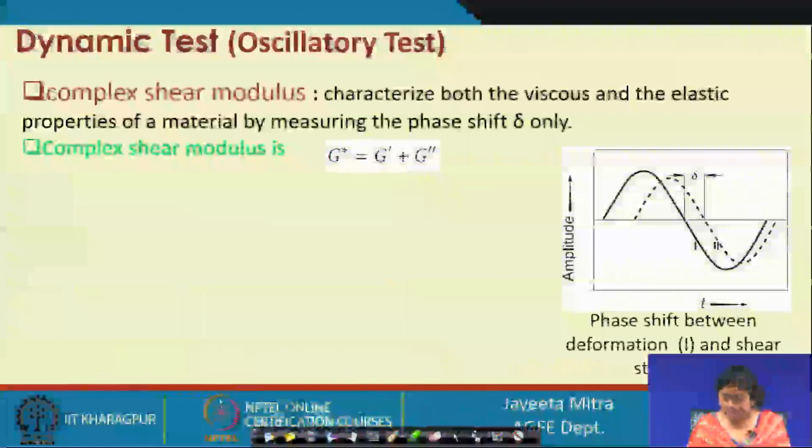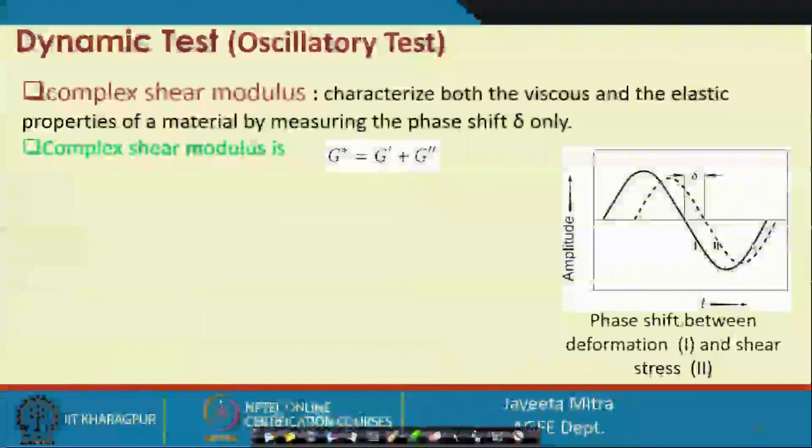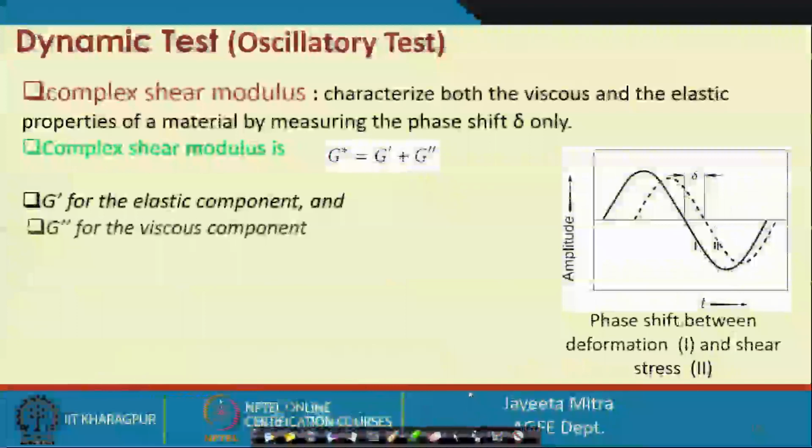As we have seen, the deformation, which is curve 1, and the shear stress observed, that is curve 2, has a phase shift of delta. Now, G prime stands for the elastic component. We may consider it as a spring constant. So, this is for the elastic component and G double prime for the viscous component.